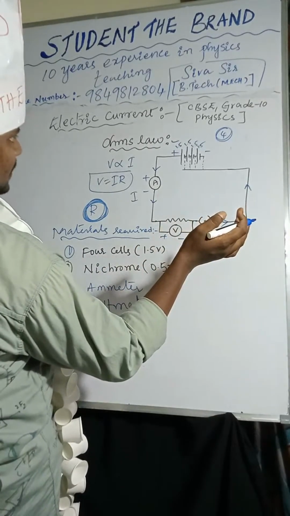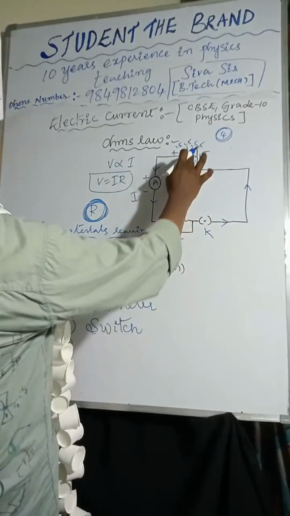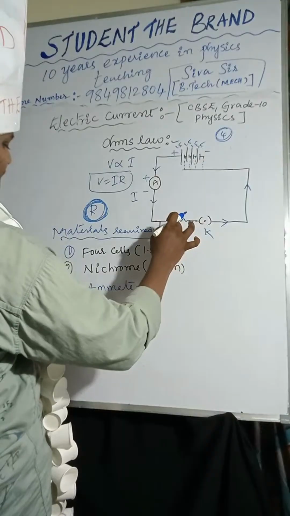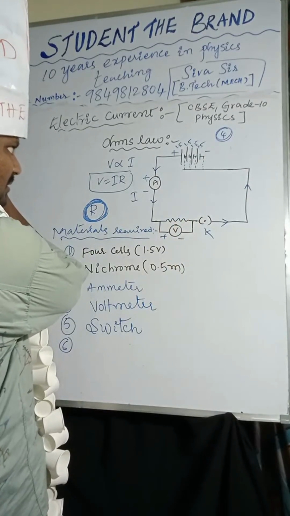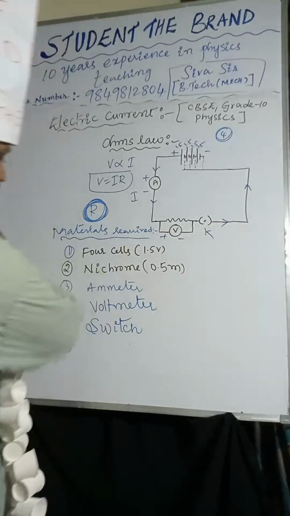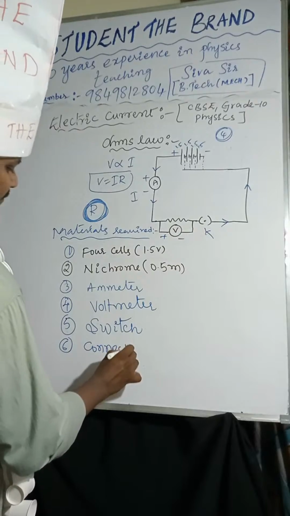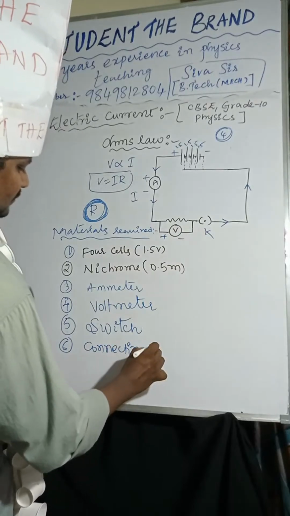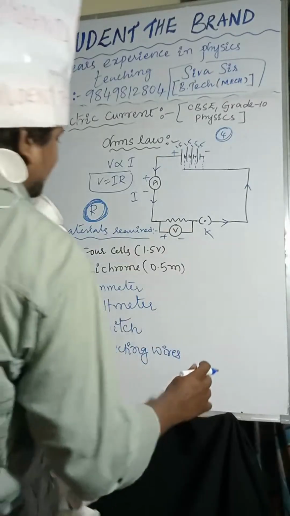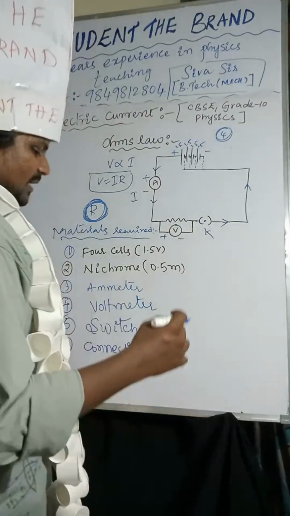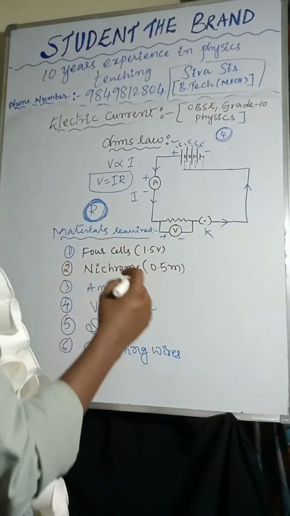The sixth one is connecting wires. So: four cells, nichrome wire, ammeter, voltmeter, switch, and connecting wires. So these are the six materials required. I hope it is very clear to you all. Okay, so next one.